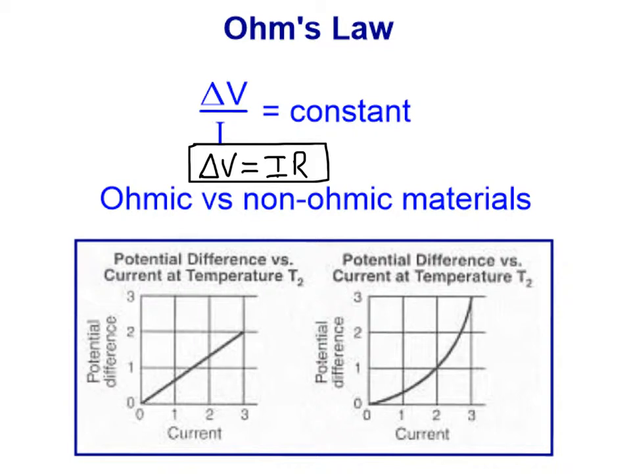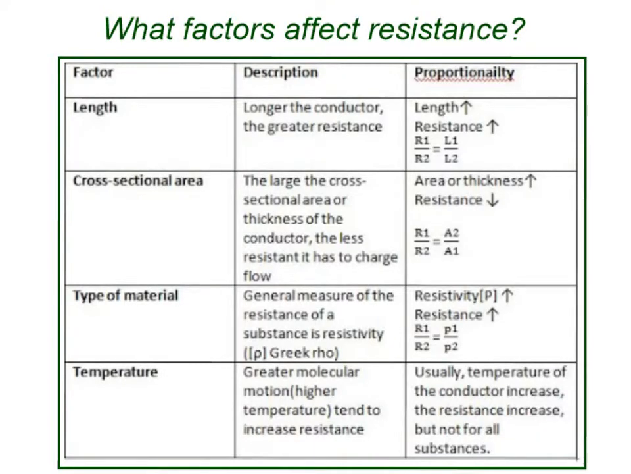We can see two different materials whose potential difference versus current is graphed right here. And you know that the slope here is going to be rise over run, so we have the change in potential difference over the current, therefore that should be a constant. We can see that the relationship is linear for this material. This is an ohmic material. This material does not have a linear relationship between the potential difference and the current. It is non-ohmic.